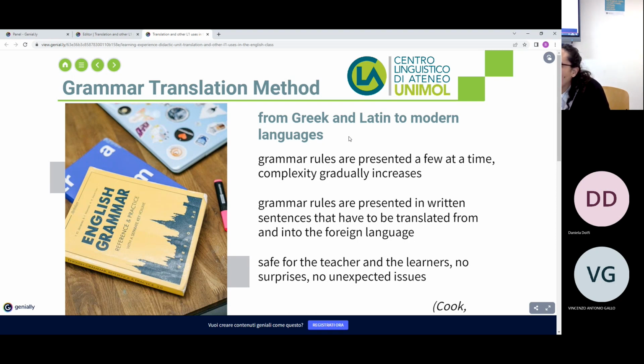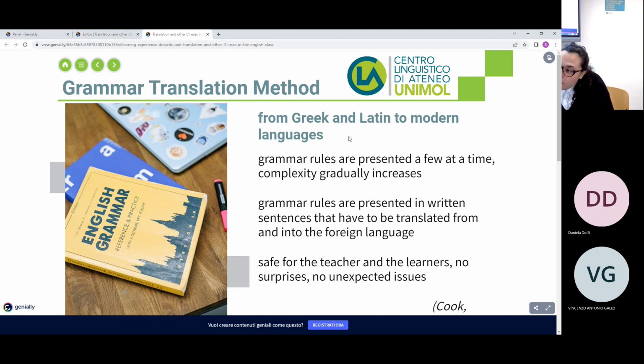So the syllabus, il programma, would revolve around grammar rules that were presented a few at a time. They were gradually more complex, more difficult as the level progressed. They were presented by the teacher, and they were written in sentences. And the practice to use the grammar that was presented was written translation.